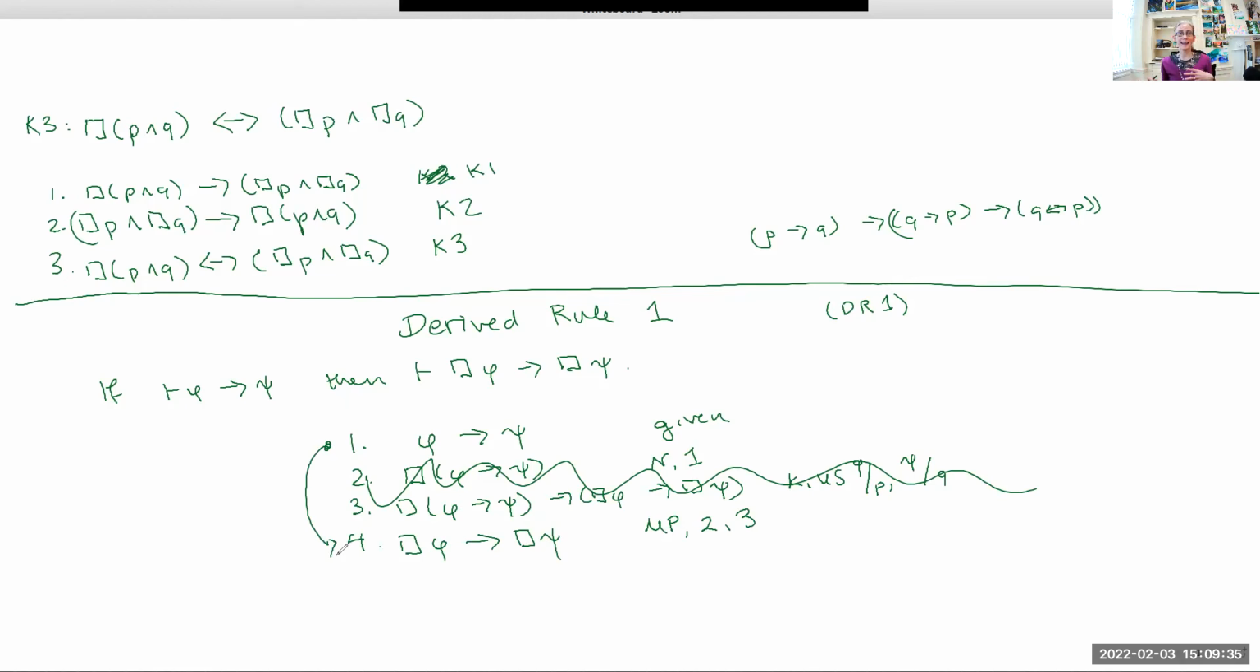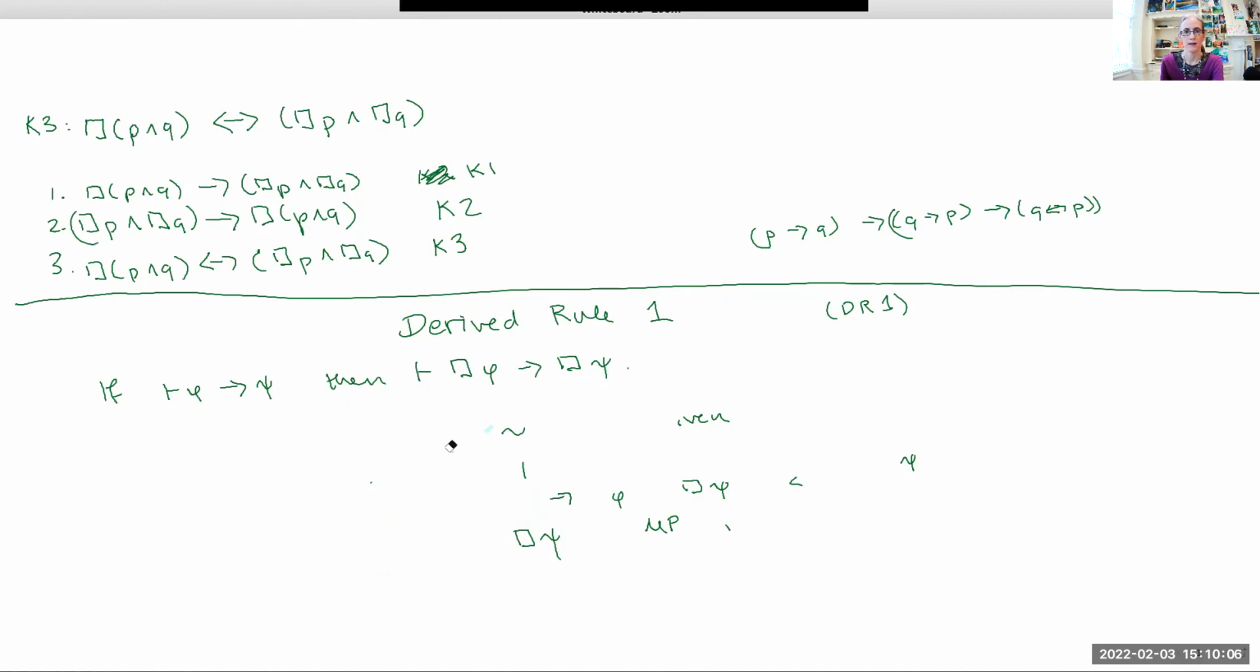So it doesn't remove a lot of lines from our proof, but it does remove steps that aren't illuminating. So if we have a conditional that we've proven, we know it's a theorem, then we can stick boxes on the front of both and just move down. And in fact, you can very easily get another derived rule. I'll clear away all of that. We don't need it. I'll give you derived rule 2 really quickly because it's very easy.